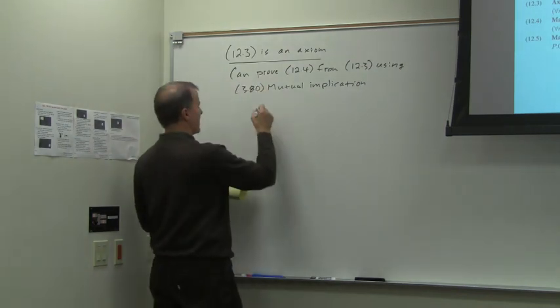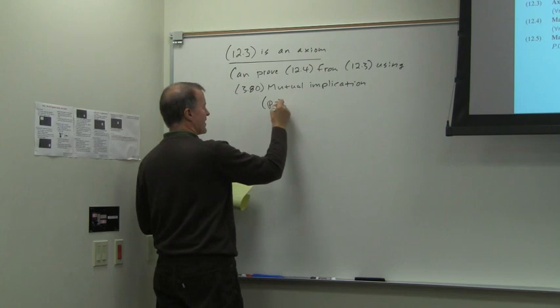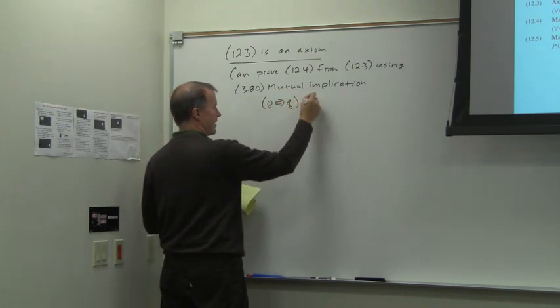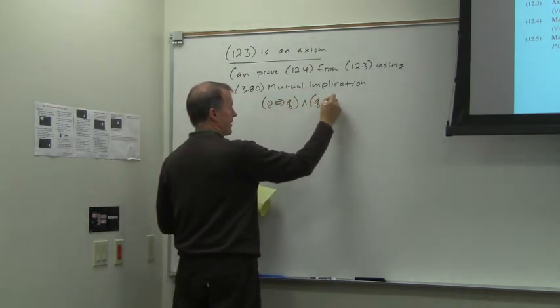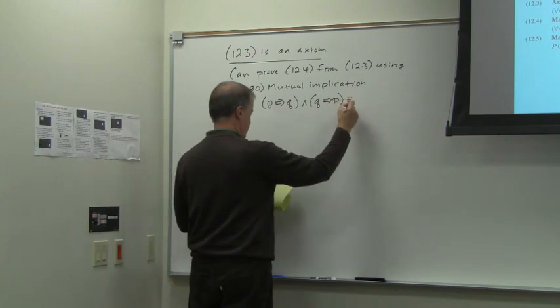And what is mutual implication? It says P implies Q and Q implies P equivalves what?